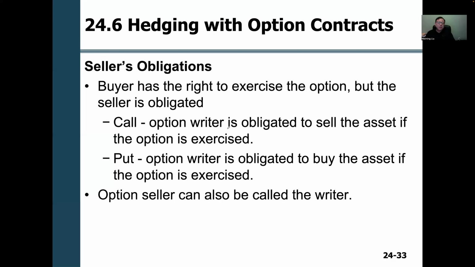For call, remember, call is the right to buy. The option writer is obligated to sell the asset if the option is exercised. Put is the right to buy. Sorry, put is the right to sell. So the option writer is obligated to buy the asset if the option is exercised. So if one party has the right to buy, the other party has to sell. If one party has the right to sell, the other party has to buy. Okay, so that's the difference between call and put.